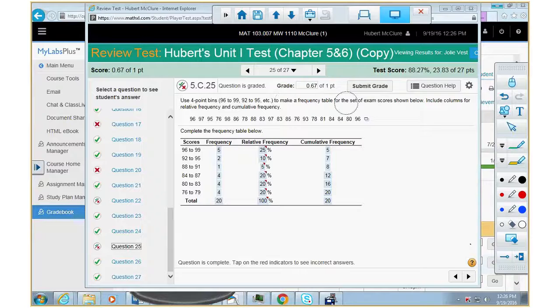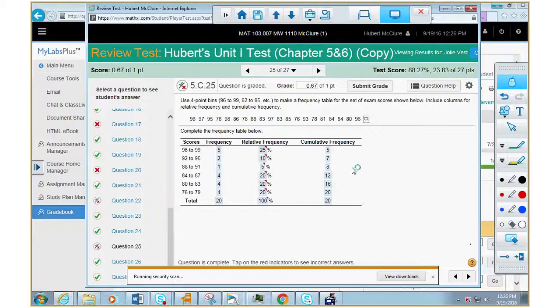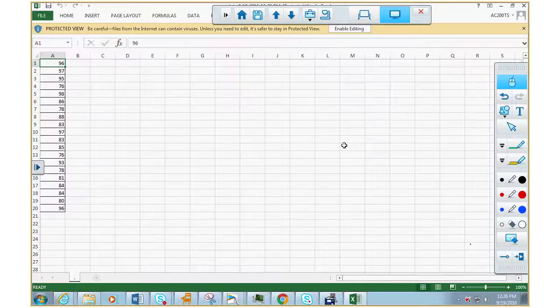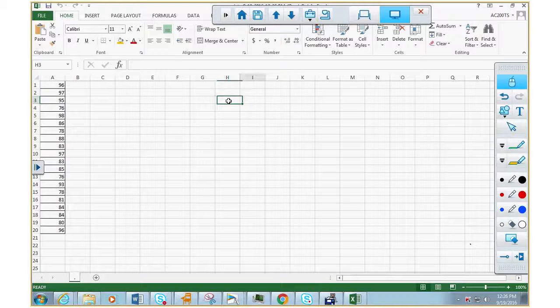To make a frequency table, okay, I'm going to take my handy dandy Excel spreadsheet. 96 to 99 is our first one, right? 96 to 99. And I'm just going to put over here 96 to 99. Well, it's not working because of that stupid button. I hate that button. 96 to 99.